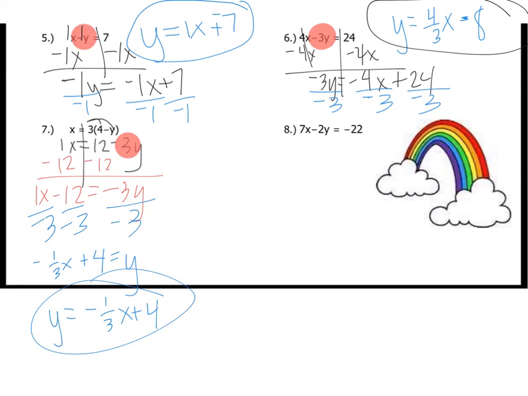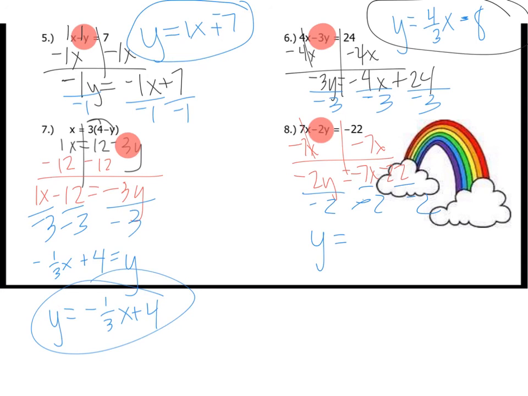And the last problem, we want to get y alone. So first, let's subtract 7x from each side. So negative 2y equals negative 7x minus 22. Divide everything by negative 2. You'll notice that negative 7 cannot be divided by negative 2. It also cannot be reduced, but a negative divided by negative is a positive 7 over 2x. And negative 22 divided by negative 2 is positive 11.